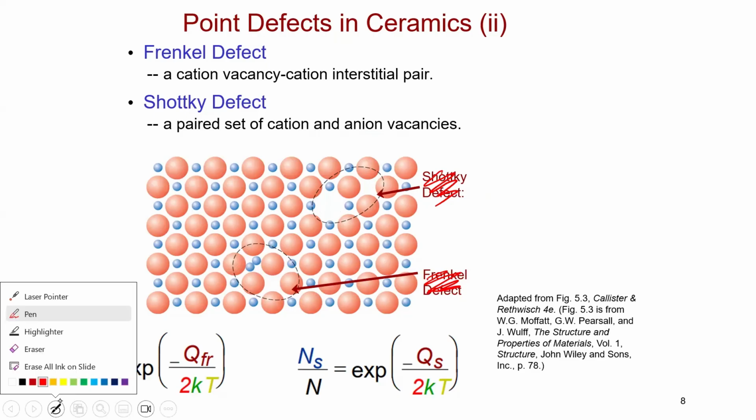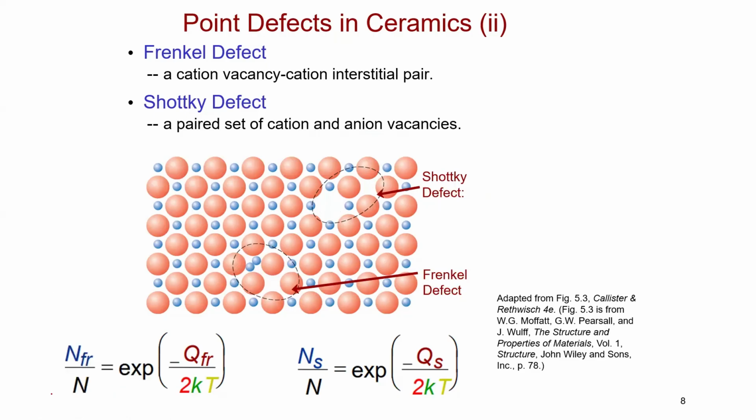Okay, so to find the number of defects in ceramics, the only difference is that here you have 2 defects together. So when you have 2 defects together, as in a Frenkel defect, you need to divide the number by 2 in the exponent. Are we good?